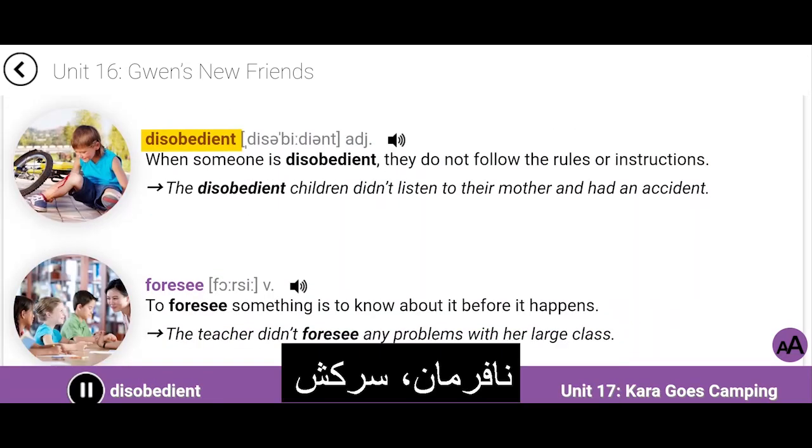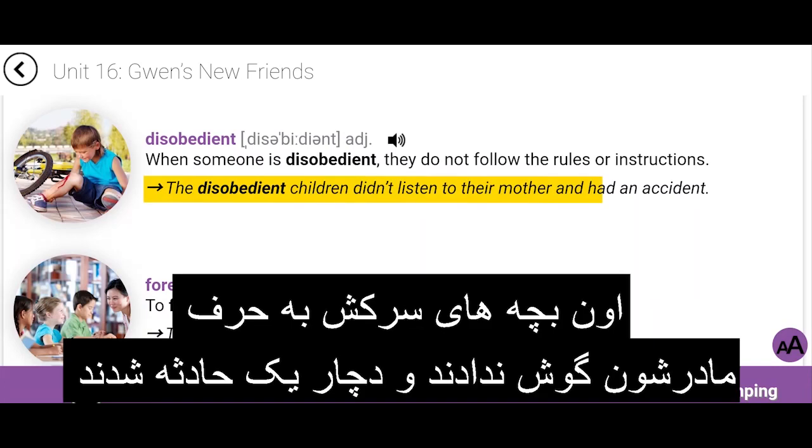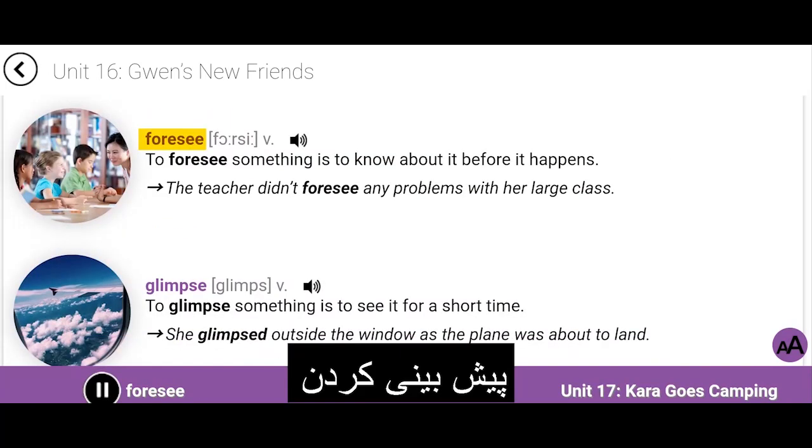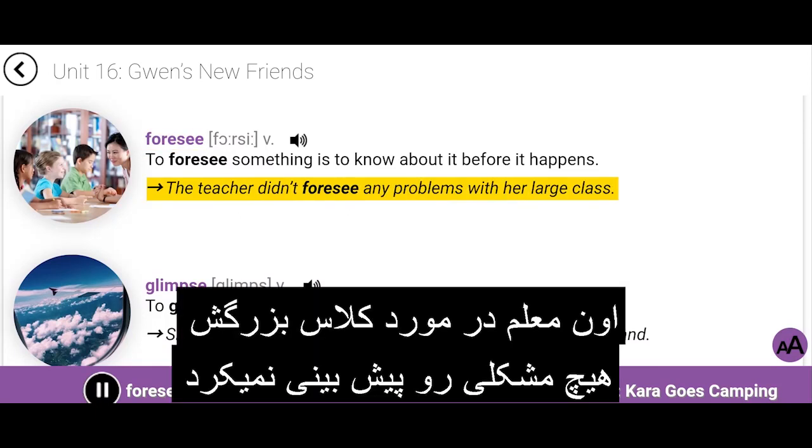Disobedient. When someone is disobedient, they do not follow the rules or instructions. The disobedient children didn't listen to their mother and had an accident. Foresee. To foresee something is to know about it before it happens. The teacher didn't foresee any problems with her large class.